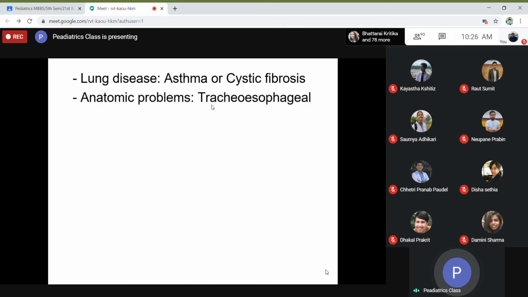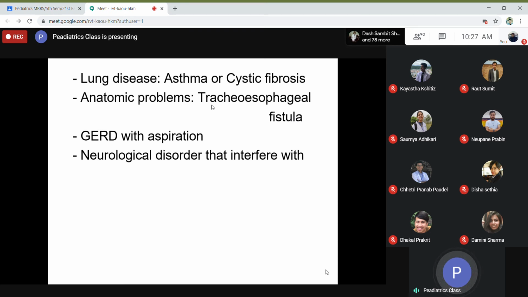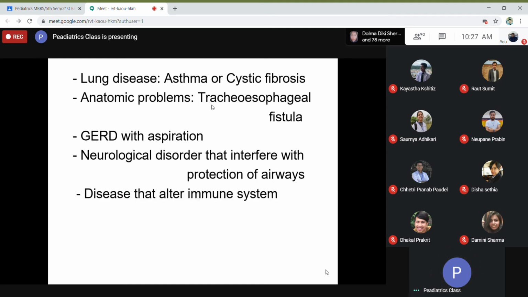If there is underlying lung disease like asthma or chronic lung disease, they are more prone to pneumonia. If there is an anatomical problem like tracheoesophageal fistula, there is a high chance of having pneumonia. Gastroesophageal reflux disease, GERD, is mostly associated with aspiration pneumonia. If the child is having any neurological disorder that interferes with the protection of the airways, less gag reflex will be there, so there is more chance of aspiration pneumonia.